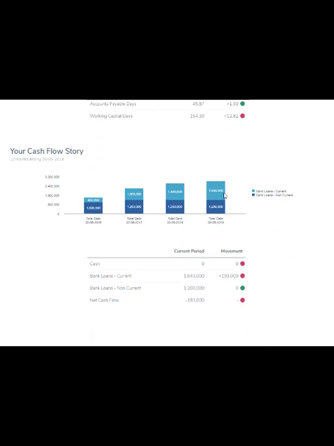Cash flow seems to be a bit of an issue as the business is growing. We're not growing using cash, we seem to be growing using debt, so our levels of debt are increasing every year, so it's something that we can look at to see how we can change that.